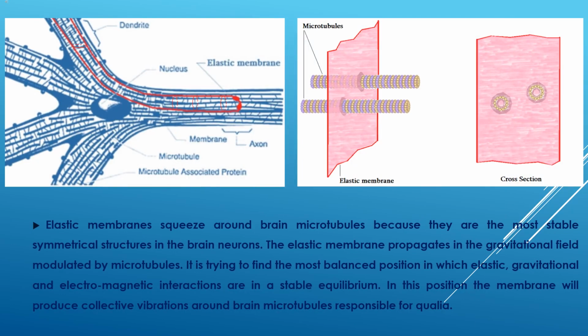Elastic membranes squeeze around brain microtubulus because they are the most stable symmetrical structures in the brain neurons. The elastic membrane propagates in the gravitational field modulated by microtubulus. It is trying to find the most balanced position in which elastic, gravitational and electromagnetic interactions are in a stable equilibrium. In this position, the membrane will produce collective vibrations around brain microtubulus responsible for qualia.